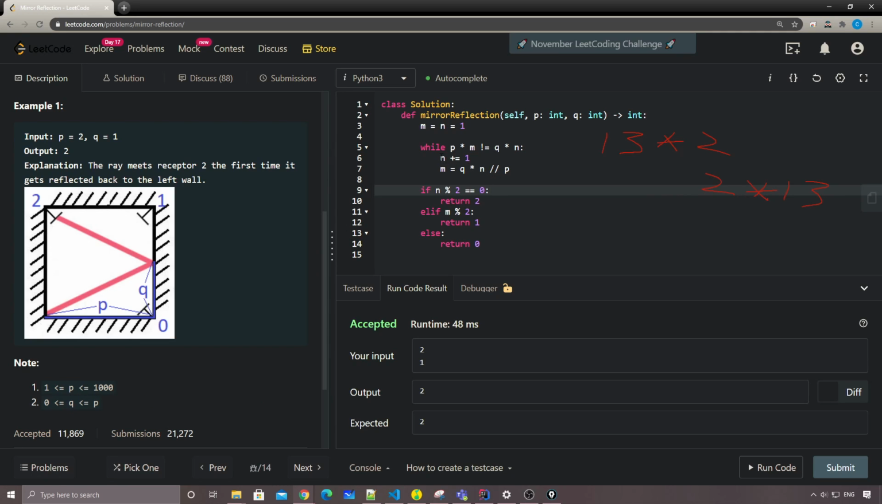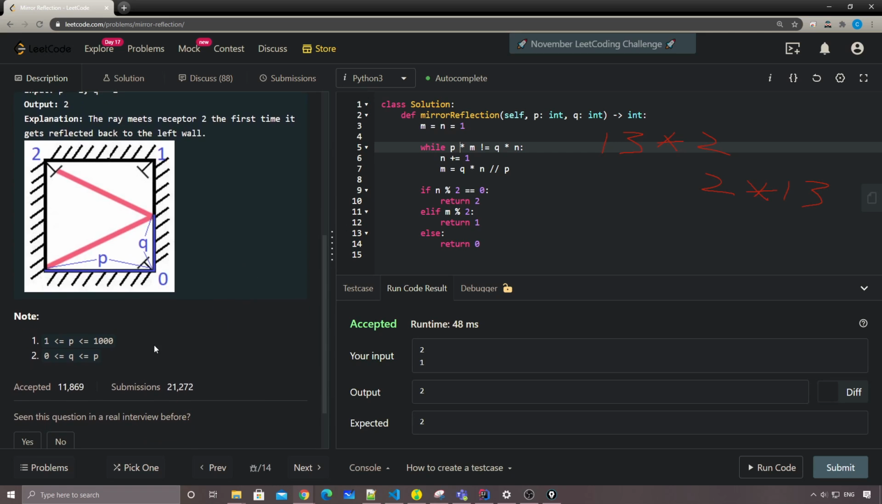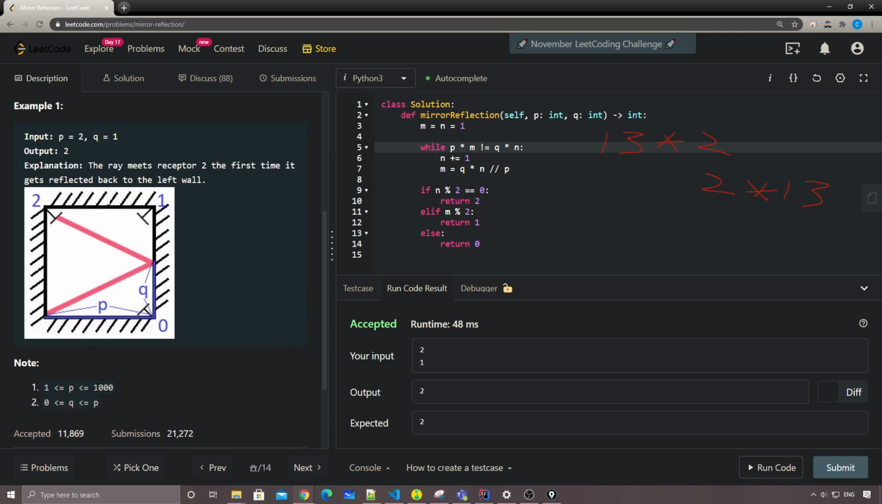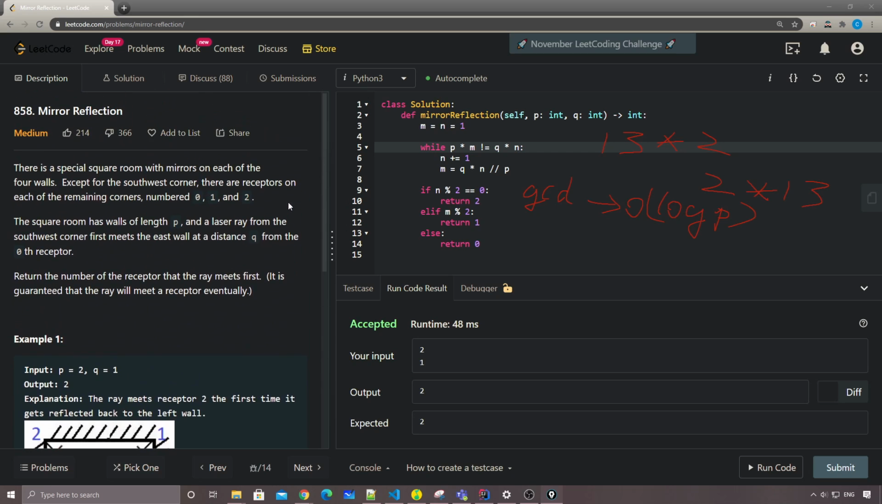Oh, and time complexity, right? The only time we are spending here is trying to get this m and n here, and we have p up to 1000. So I think the time complexity is similar to the time complexity to get the GCD, which is O of log p, right? Yeah. All right, I think that's it for this problem.